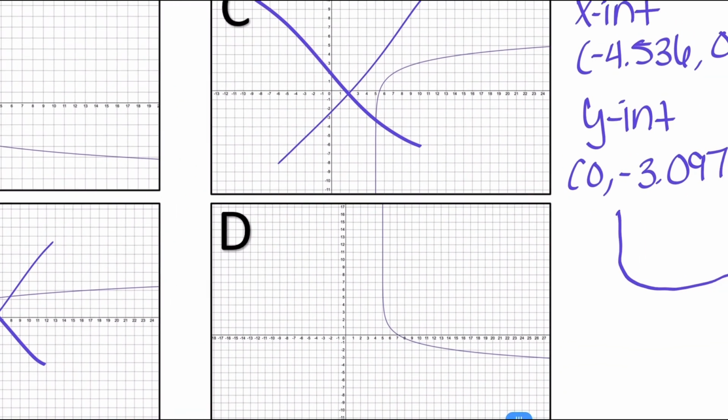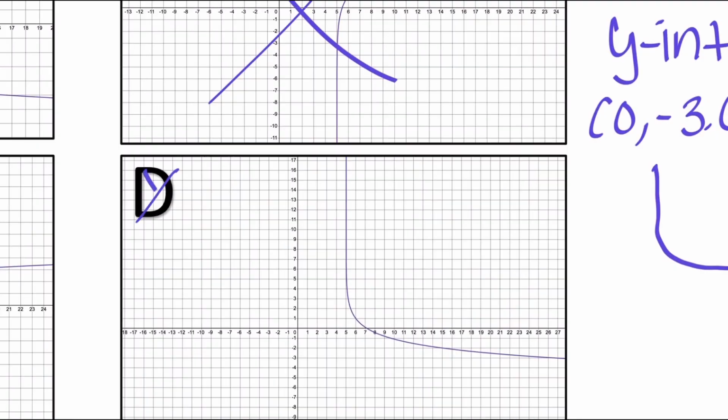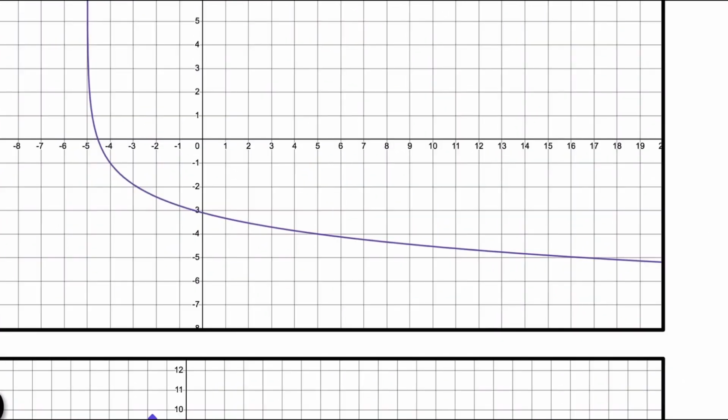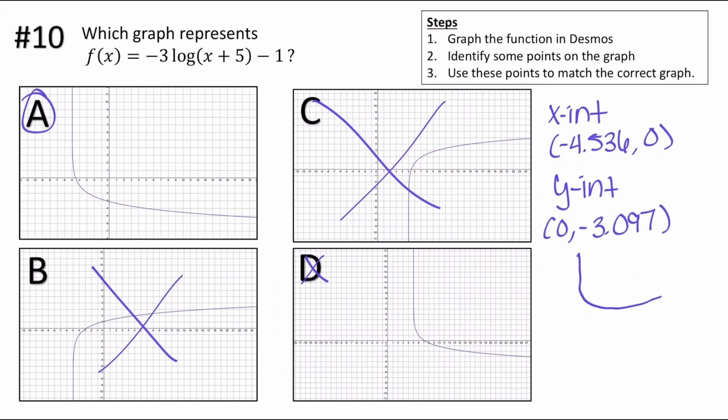Okay, if we look at D, it has a positive x-intercept, so that kind of gives us a big clue that D won't work. But let's just double check. Let's go back and check the y-intercept also, and you can see that the y-intercept is a little bit below -3. Okay, so that's why A is the correct answer. So always remember when you're working on those graphing questions to use Desmos to help you out.